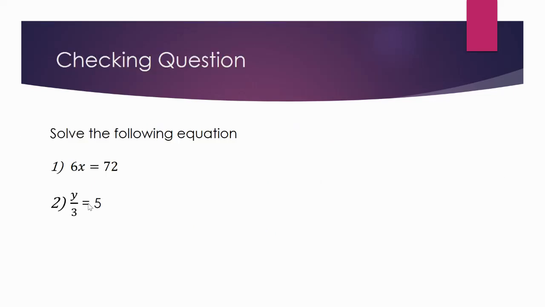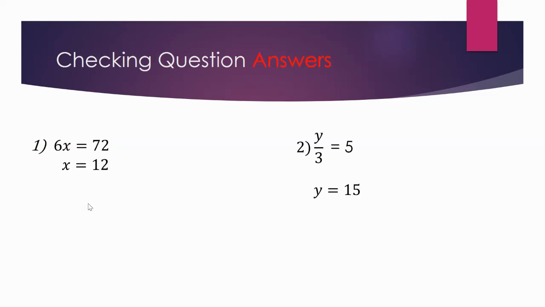So here are your checking questions. You need to solve these equations. Pause the video, answer the questions, press play when you're ready for answers. So number 1, how many 6s in 72? Well, there's 12. And then something divided by 3 is 5, so y equals 15.